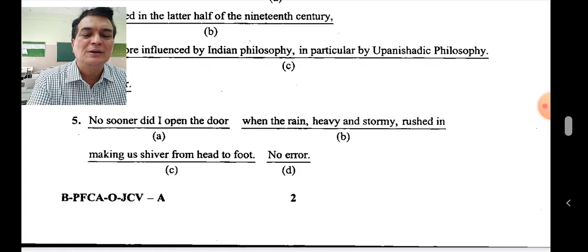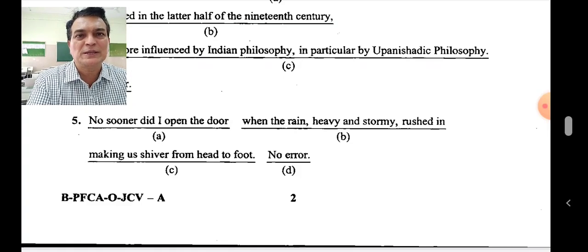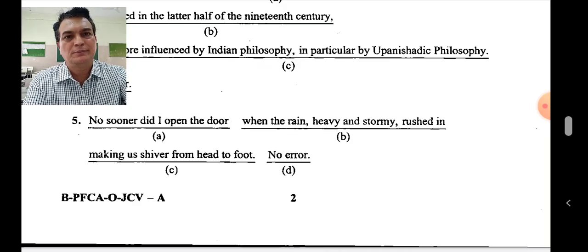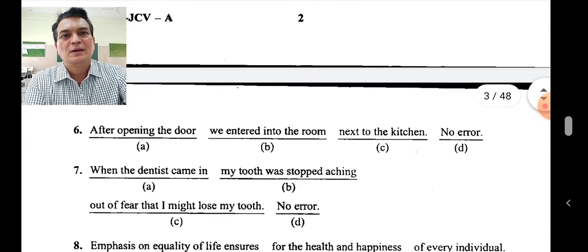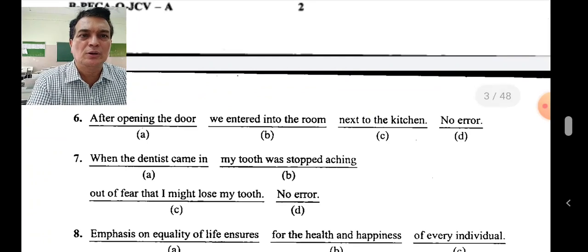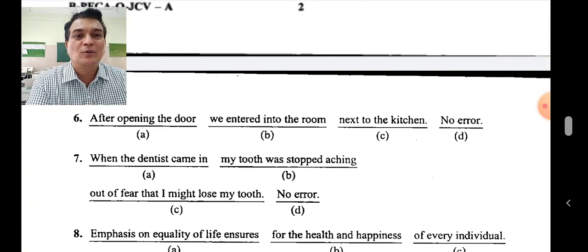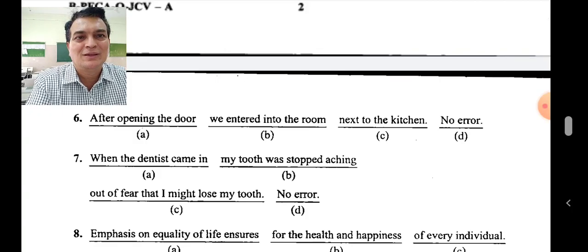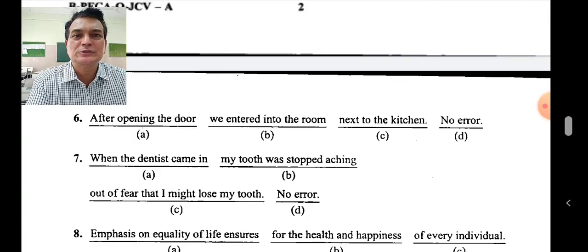So we'll go to the sixth one now. So what is the answer here? B is the answer here. Because in place of when, what should come? Than should come. After opening the door, we entered into the room next to the kitchen. Now remember, we entered into. After entered, you shouldn't use any preposition. Entered the room, that is right. Jumped into, fine. Jumped into the well. But entered the room. With enter, you need not use any preposition. So B is the right answer.